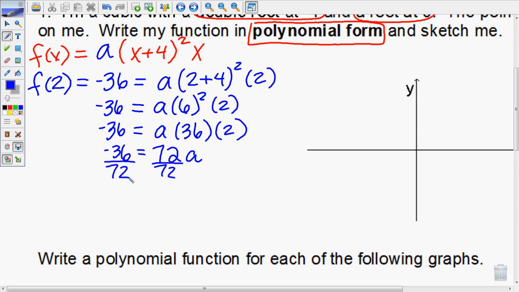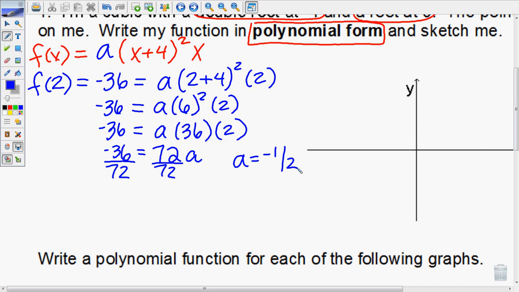Okay, so negative 36 divided by 72. What's the relationship between 36 and 72? Negative 1/2. Okay, 36 is half of 72. So therefore my A, with the 72, is it a negative or is it a positive? The 72 is positive. Are you sure?